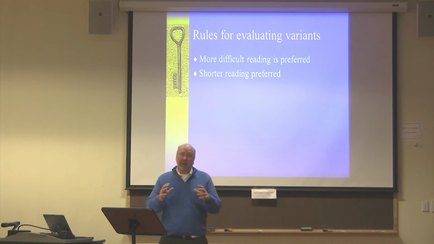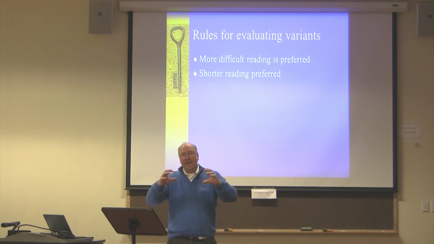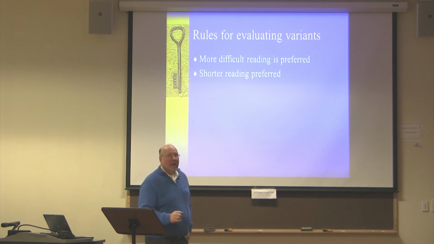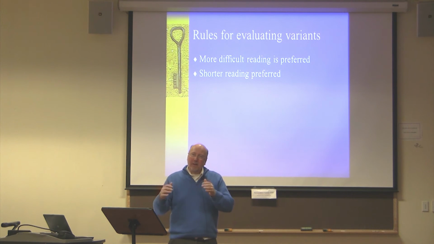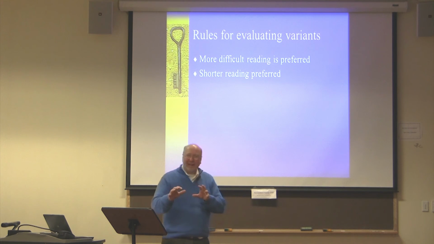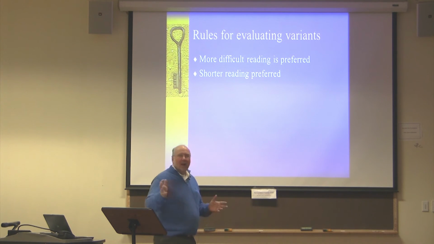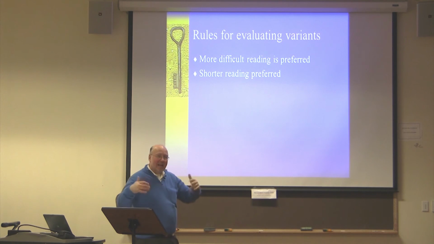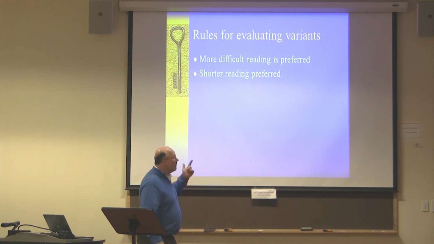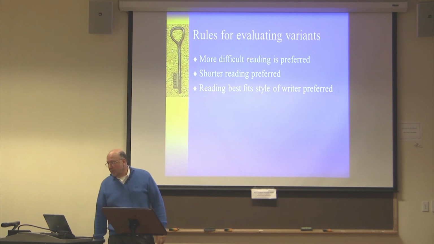Here's what we just talked about. The shorter reading is to be preferred. The text had a tendency to grow. Therefore, the more original is probably the shorter reading. Now, these are not absolute things. These are just things that editors weigh off. The shorter reading is usually to be preferred, not necessarily always, but you have to work with these. These are the rules that they've noticed in examining all these thousands of manuscripts. The more difficult reading is preferred. The shorter reading is preferred.